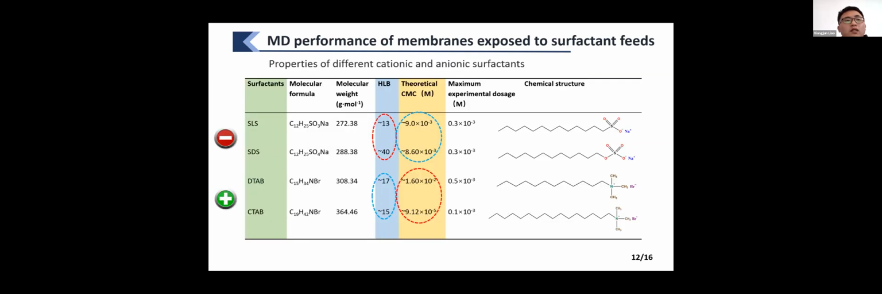This table lists four different types of surfactants: two anionic surfactants and two cationic surfactants. The basic parameters of the surfactants, especially the HLB and the CMC, are displayed. As we can see, SDS and SLS have very different HLB values but similar theoretical CMCs. In contrast, DTAB and CTAB have a similar HLB, but the theoretical CMC is quite different.